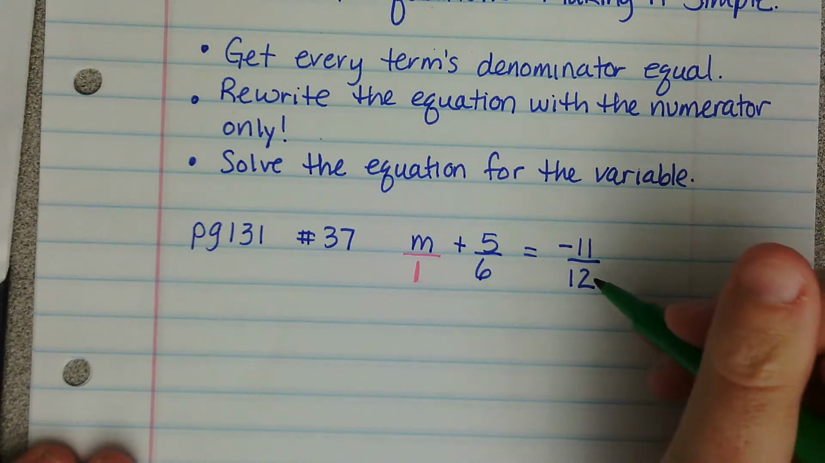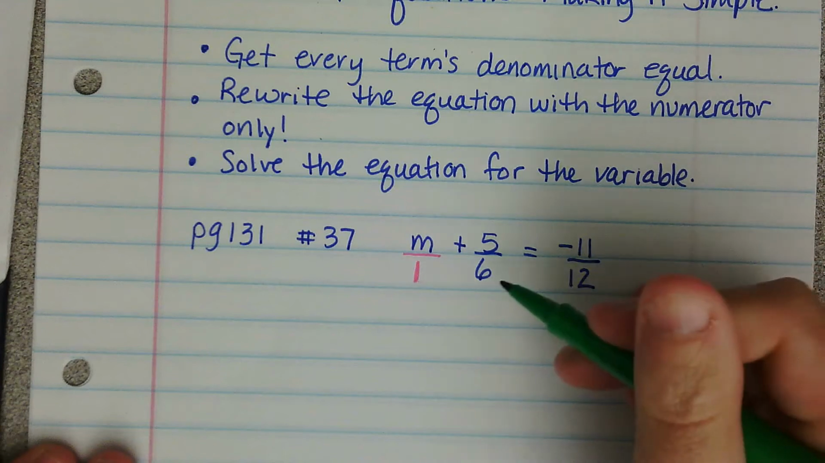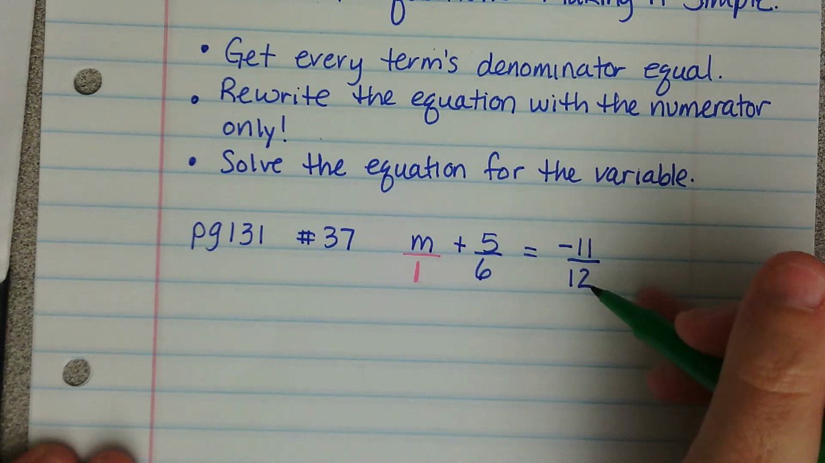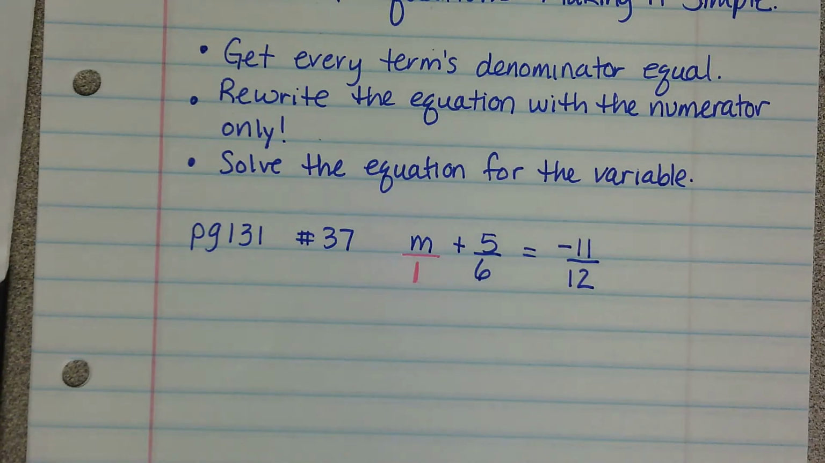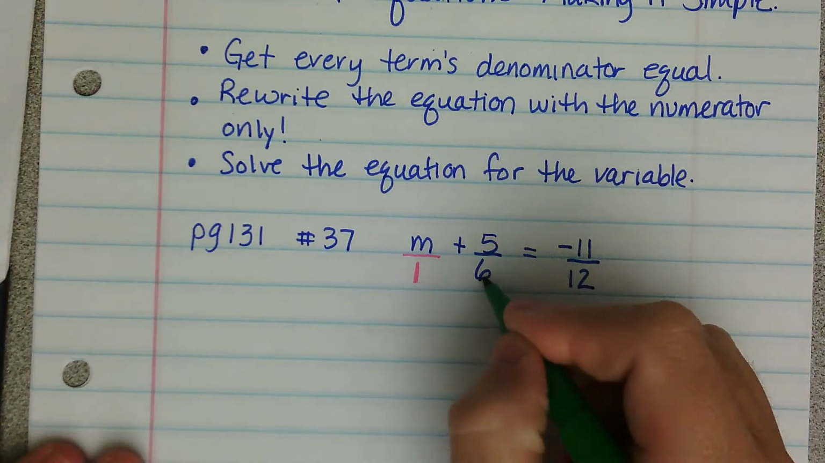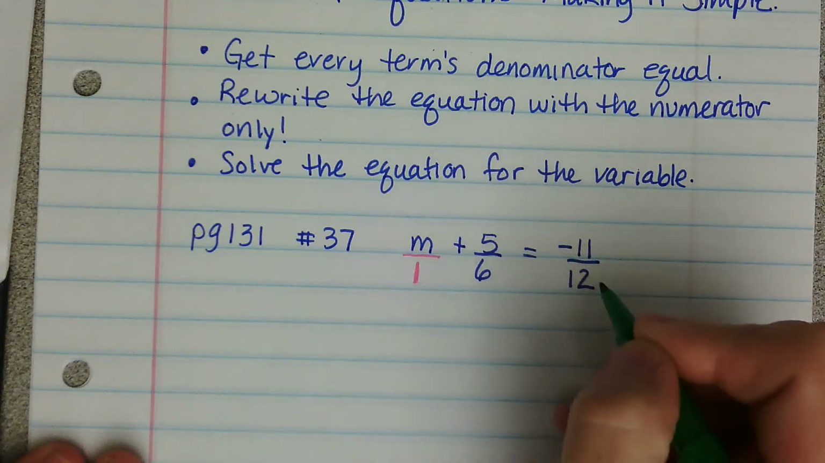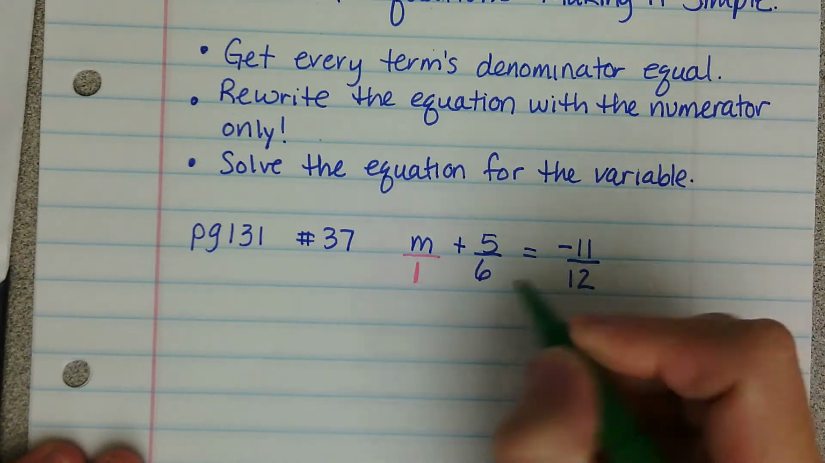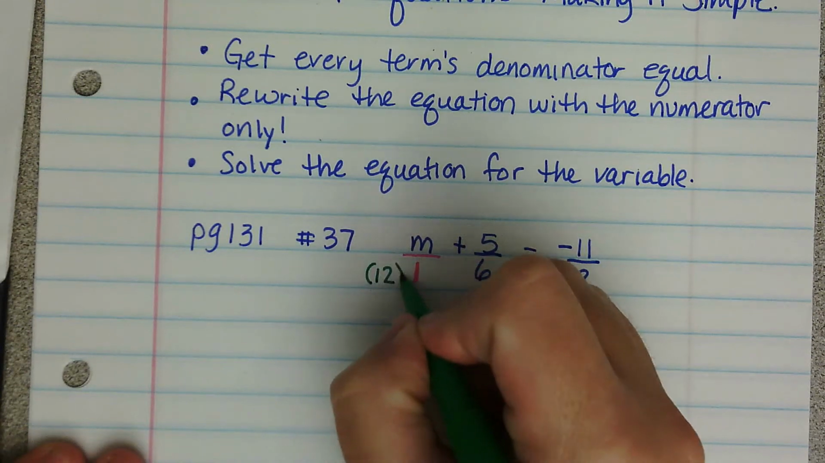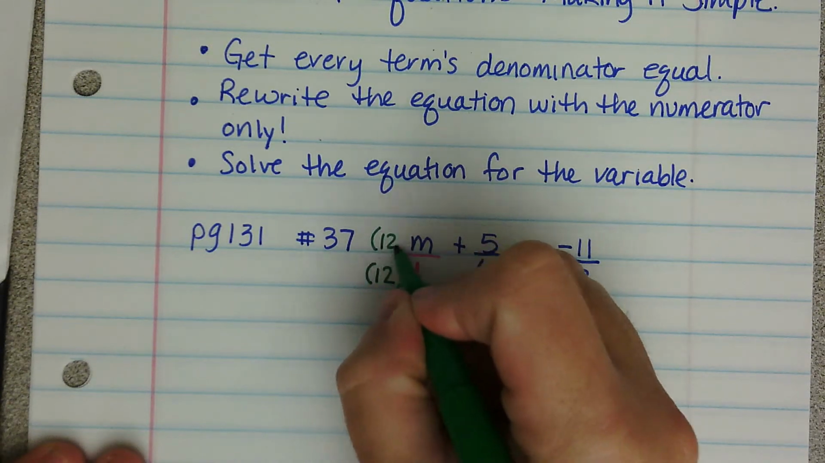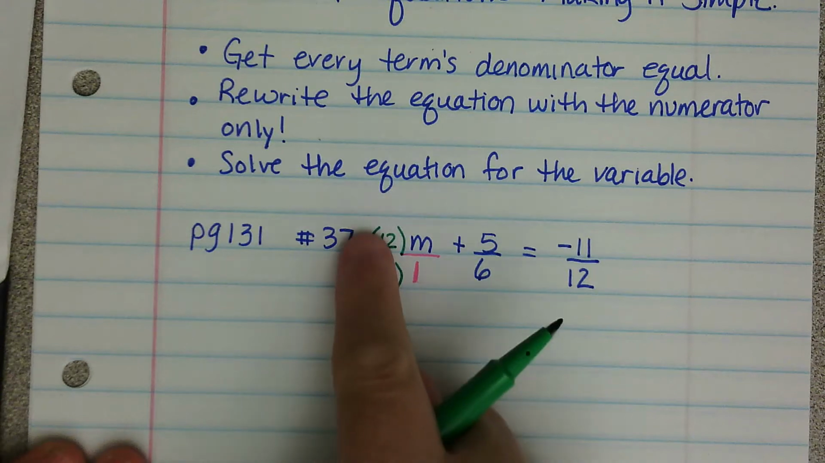I know that 12 is 6 times 2. I know 6 is 6 times 1. And I know 1 is just 1 times 1. So I can get everybody to become a 12. How do I get the 1 to be a 12? I've got to multiply it by 12, but I have to do it on top and bottom. Remember, whatever you do to the bottom, you've got to do to the top.